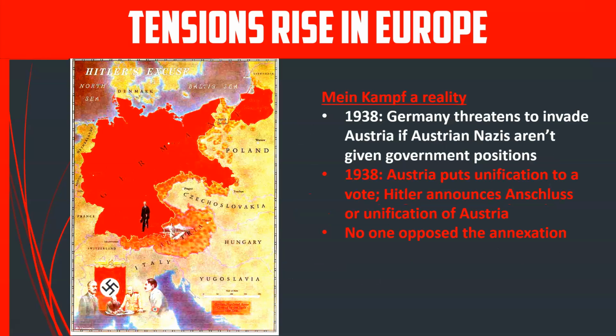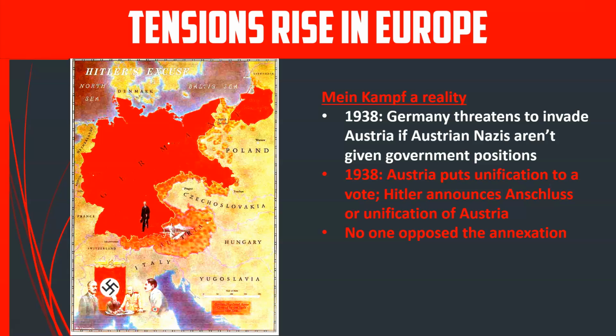Now, in Europe, Germany is beginning to change. In 1938, Germany is threatening to invade Austria if Austrian Nazis were not put in government positions. That's not good. Hitler is beginning to kind of realize this dream that he wrote about in Mein Kampf. In 1938, Austria puts unification to a vote, and Hitler announces Anschluss, or unification of Austria. No one even opposed the annexation that had any merit.